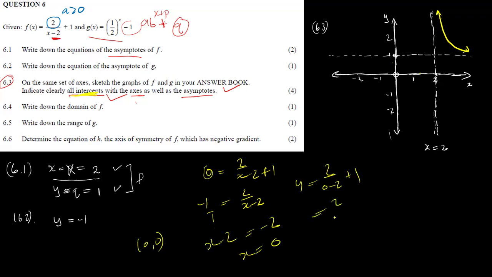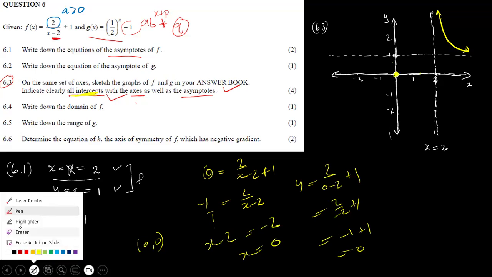It's going to have -2 plus 1, we're going to have -1 plus 1, and we're still going to get 0. So it means it's going to be here at the origin, whereby the coordinate is going to be (0, 0). We get it? And therefore, we are happy.